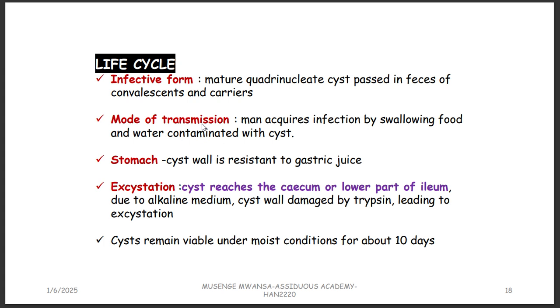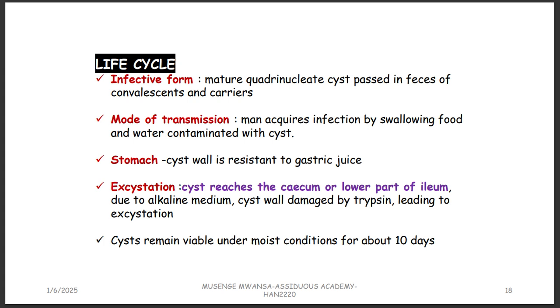And what's the mode of transmission? Man can get the infection by swallowing food and water that contain the cyst. This cyst is going to go into the stomach, but it is resistant to the stomach acid, and so it will be able to pass. Then excystation will happen. Excystation is the transformation from cyst to trophozoite.